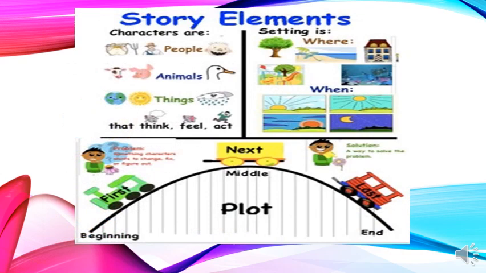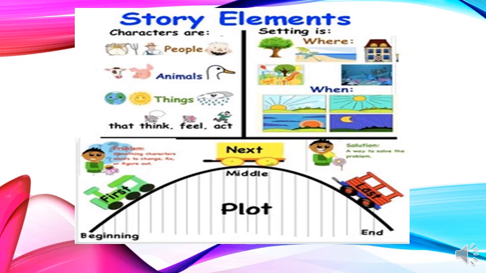Now, come to story elements. So, the story elements characters are people, animals, and things that think, feel, and act. And setting is also there, where and when. So, where is the story taking place? When is the story taking place?